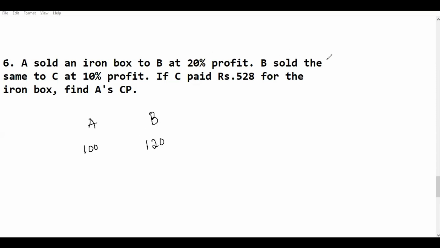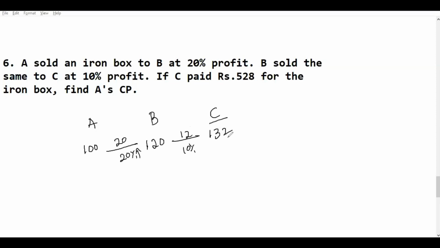B sold the same to C at 10% profit. So what is 10% of 120? Don't write 130 here, please. Here 20% means 20 extra. Here 10% means 12. So 120 plus 12 is 132.